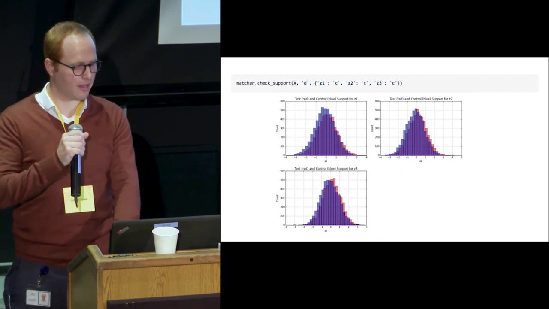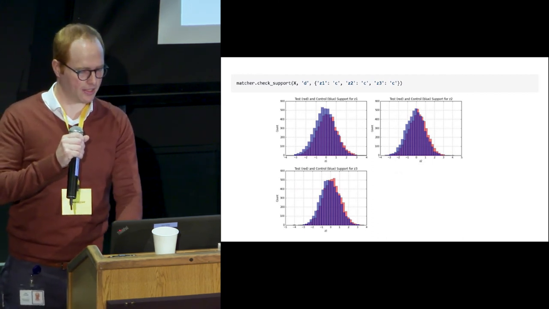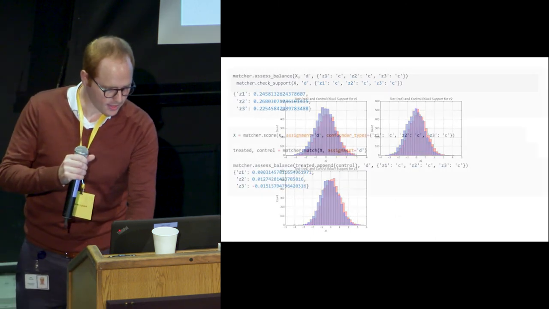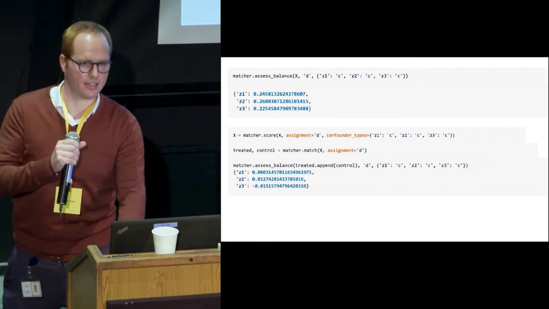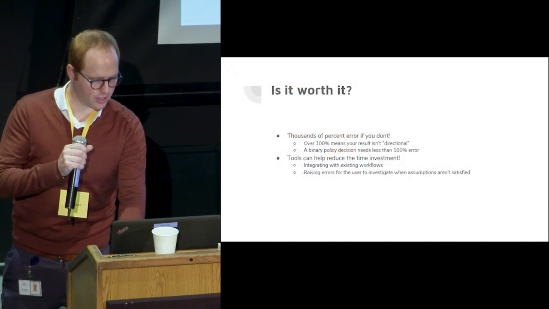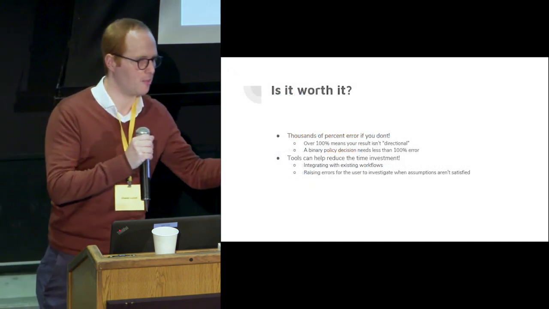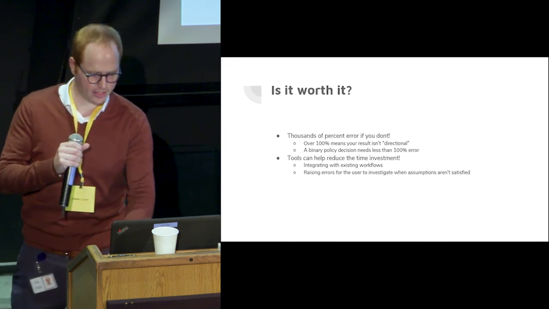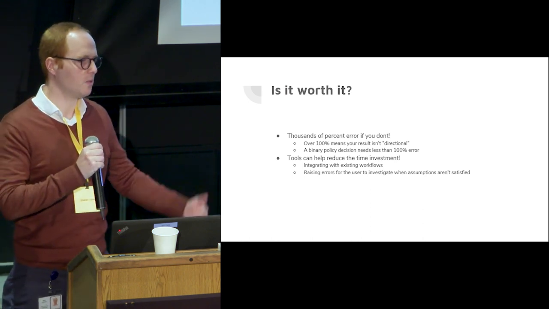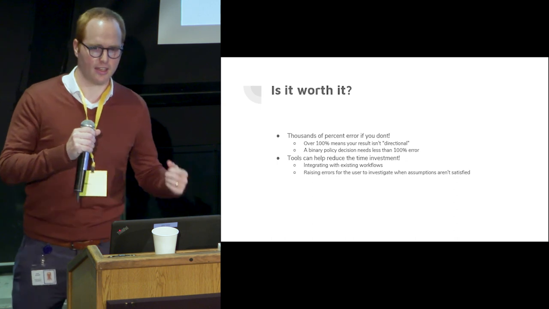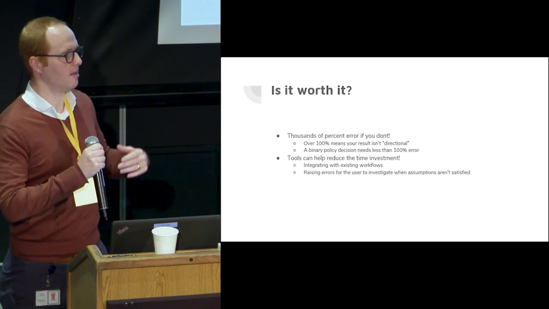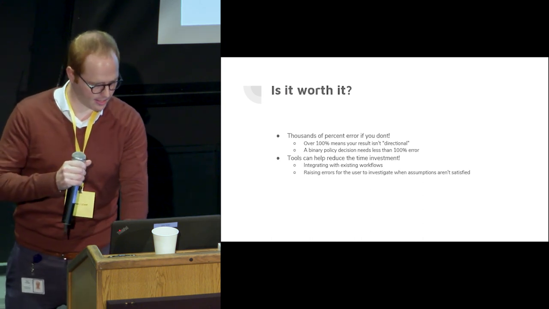And you can drop some plots out to check that visually, at least in 1D. So there's this check support method that just generates these plots for you. You can also see how well you did at balancing on the Z's, which is another technical point of propensity score matching. So there's the is-it-worth-it question. Because the biases are so big, you really need to do this if you're working with observational data. But the time investment makes it difficult. So my argument is if we develop the right tool set that does automated assumption checking, then it should be low enough investment and require low enough expertise that it should be practical in a realistic context.